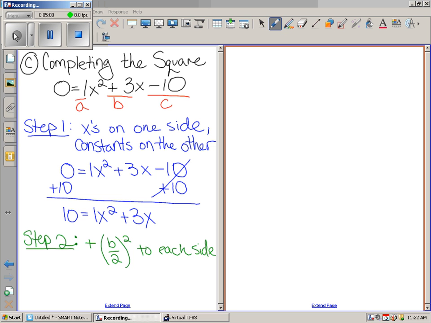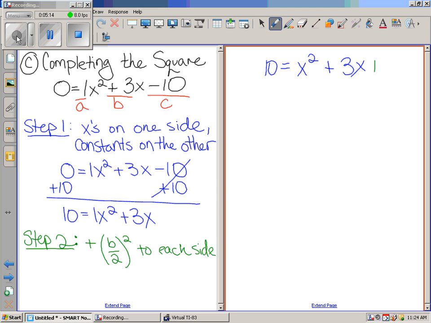Step 2 is to add (b over 2) squared to each side. What do I mean by this? I will show you now. We're going to add 3 divided by 2, squared, to this side, and then add 3 divided by 2, squared, to this side. We've got to do it to both sides because of that big equal sign right there.